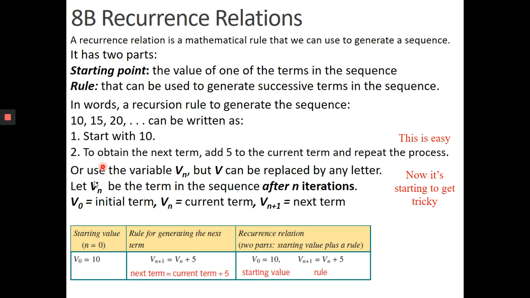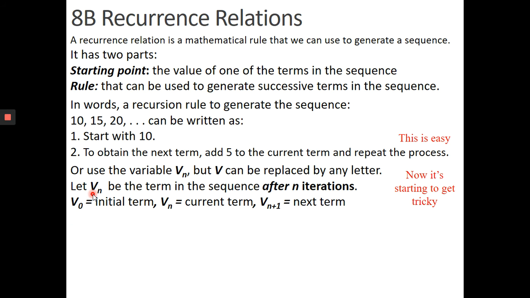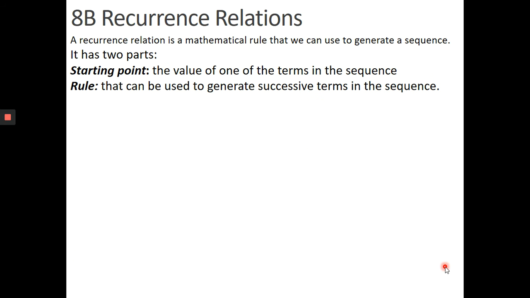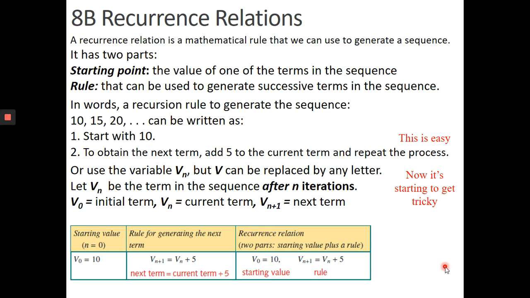And V of n is the term after n iterations. If we only do the sequence once, n will be 1. If we do it twice, n will be 2. So if we go back to this one here, we've done it 1, 2, 3 times. So that would be V0, V1, V2, V3. It's just the number of times that we do it.